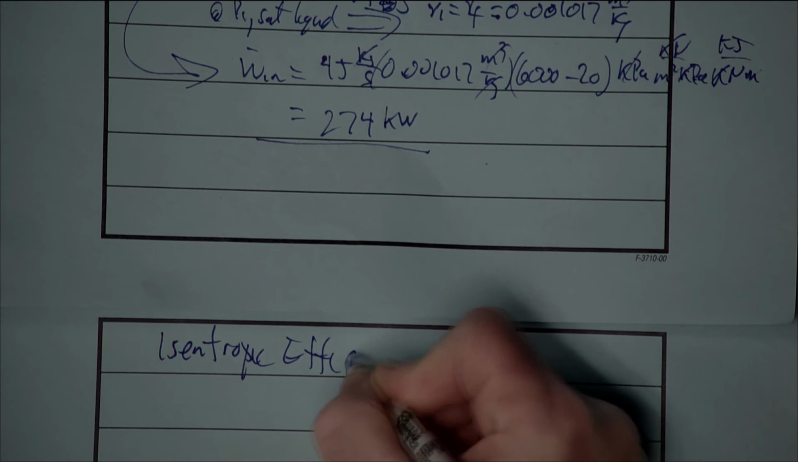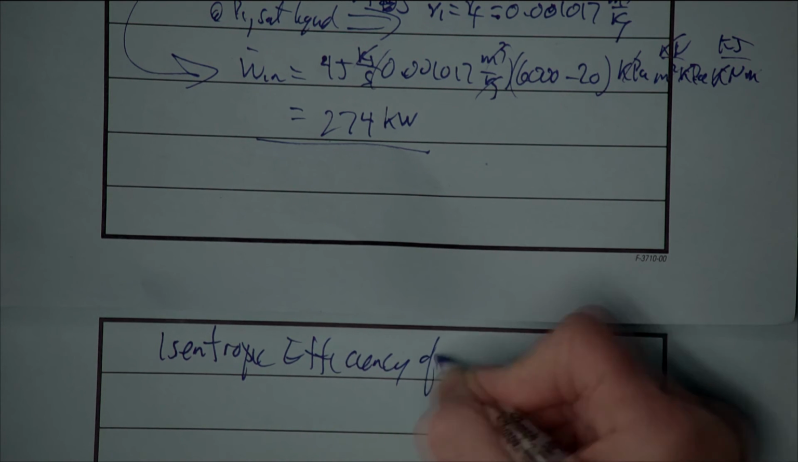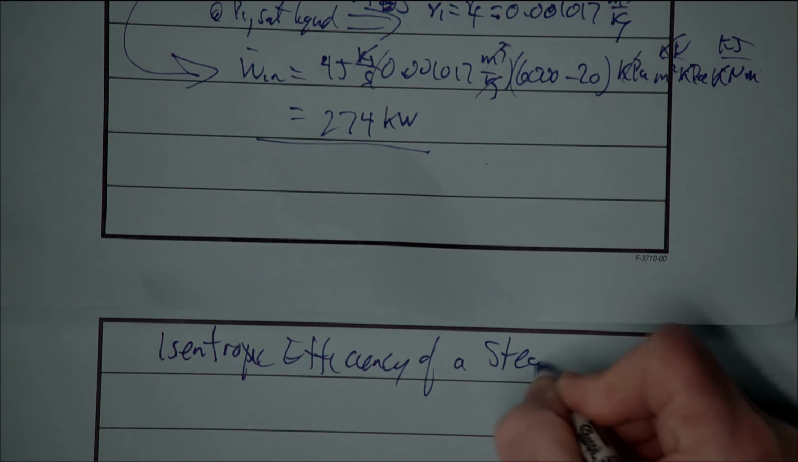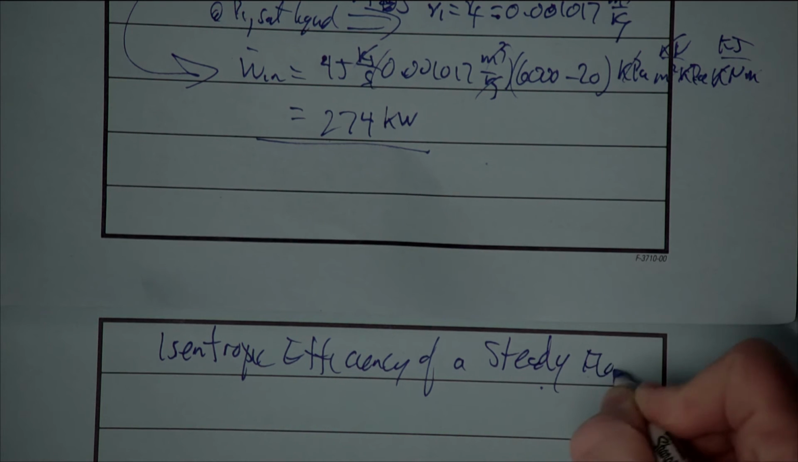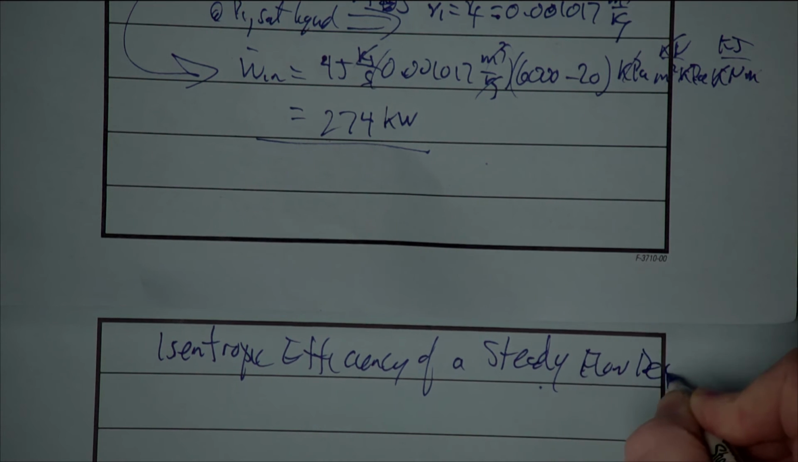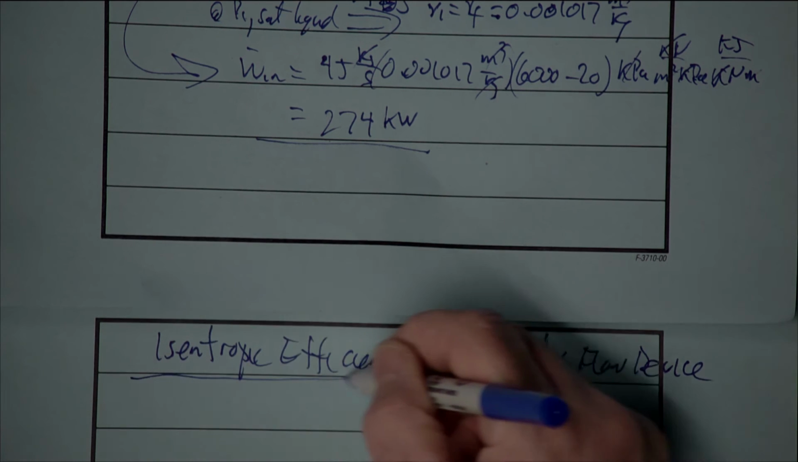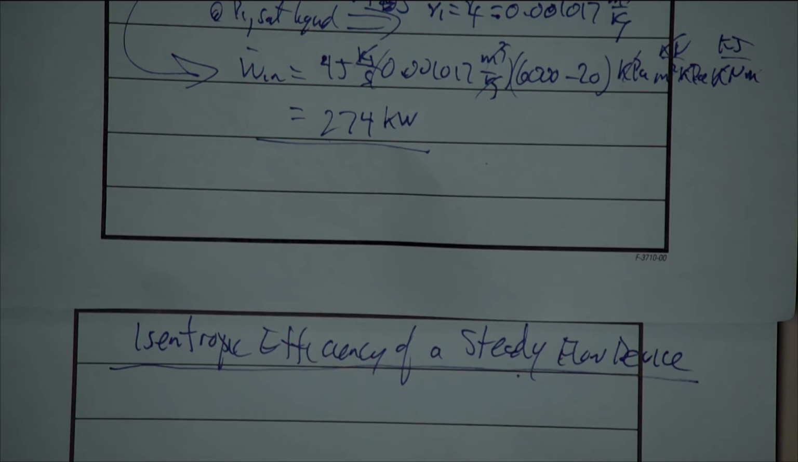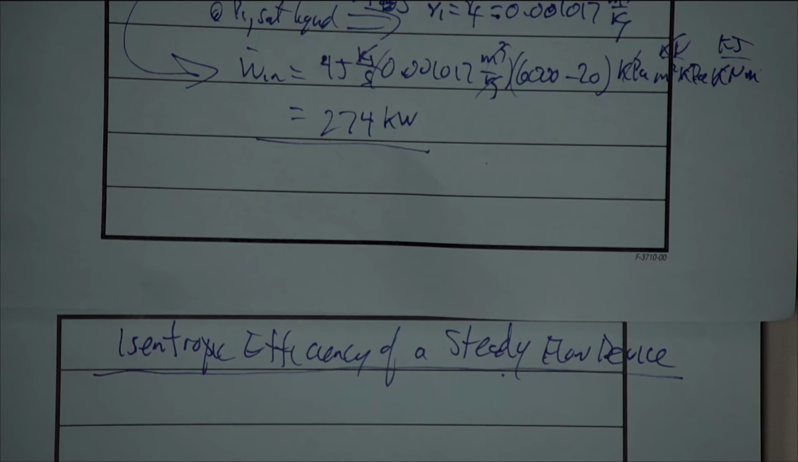Isentropic efficiency of a steady flow device. Now, isentropic efficiencies, by the way, sometimes are called adiabatic efficiencies, but there's a lot of names for it.